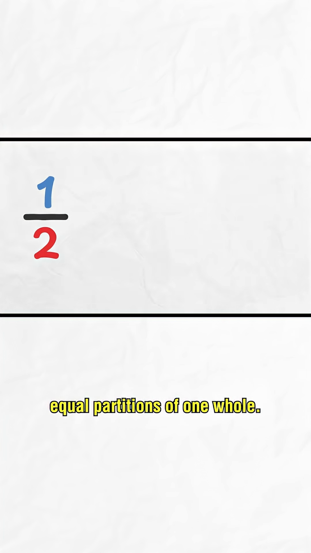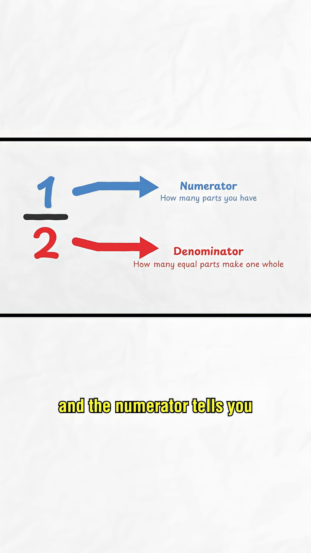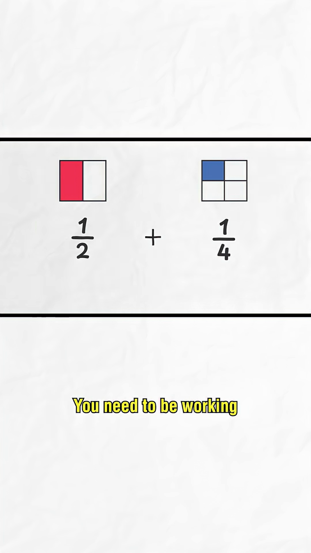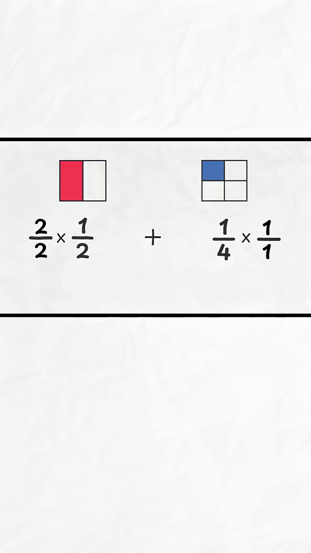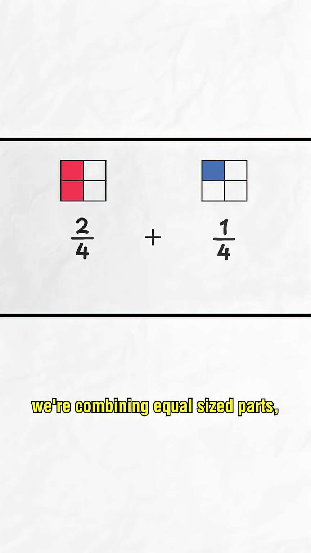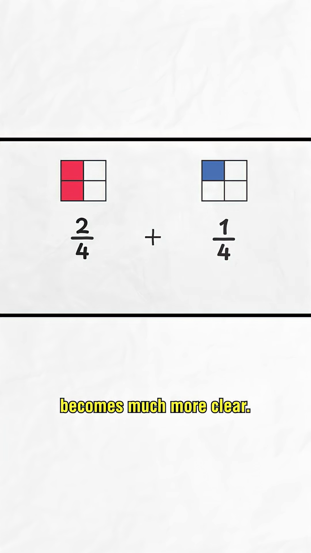Here's what they said. Fractions represent equal partitions of one whole. The denominator tells you how many equal parts make up that one whole, and the numerator tells you how many of those parts you have. To add fractions like 1/2 and 1/4, you need to be working with the same sized pieces. That's why we find a common denominator, so that we're combining like parts. By visually seeing that we're combining equal sized parts, the need for a common denominator becomes much more clear.